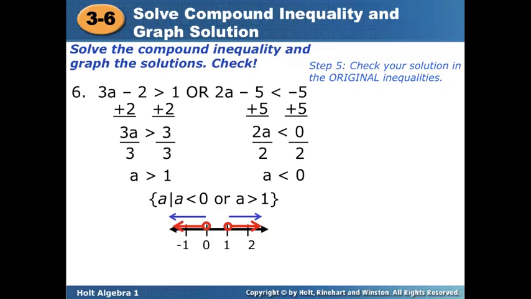We'll now check a number from the shaded region in the original problem. Because a is greater than 1 came from the first part of the inequality, you'll need to check that value in that inequality. So we're going to check 2 in 3a minus 2 is greater than 1. When you work this out, we find that 4 is greater than 1, which is correct.